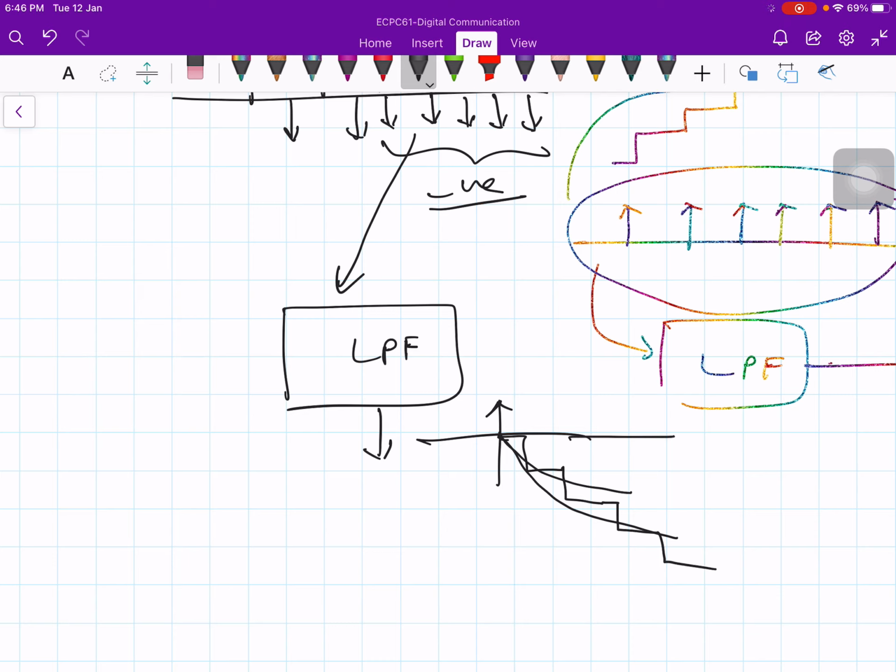So therefore the output of the low pass filter will go like this, and if you take the average, it will be a large value. This is t, and V_LPF of t, the low pass filter output.